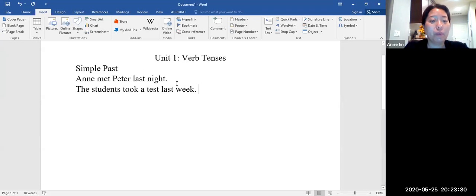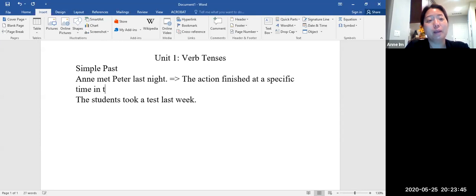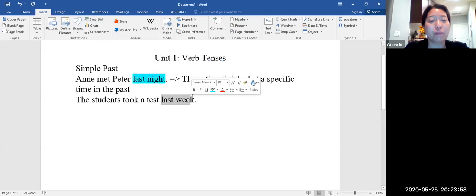Okay, so why do we use the simple past? Well, we use the simple past because the action finished at a specific time in the past, right? So when we talk about an action in the past, make sure to include the specific time. Only when we use a specific time in the past can we use the simple past, okay?